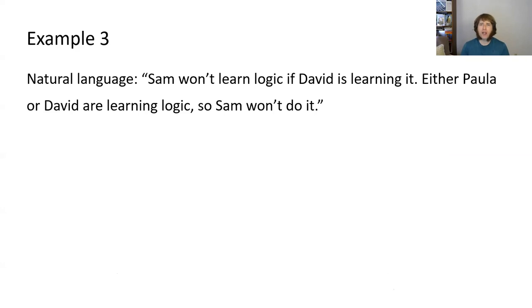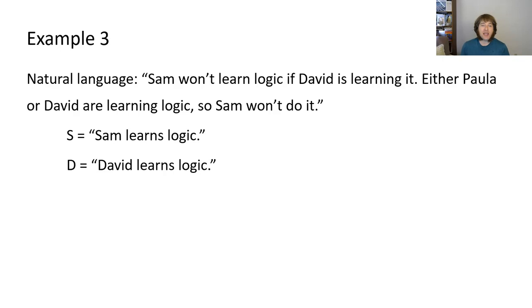So look: Sam won't learn logic if David is learning it. Either Paula or David are learning logic. So Sam won't do it. It should probably really be, either Paula or David is learning logic. Look, we've got 3 statements this time: Sam learns logic, David learns logic, Paula learns logic. Those are really our 3 simple statements. What's the argument once we symbolize it? Well, it looks like this.